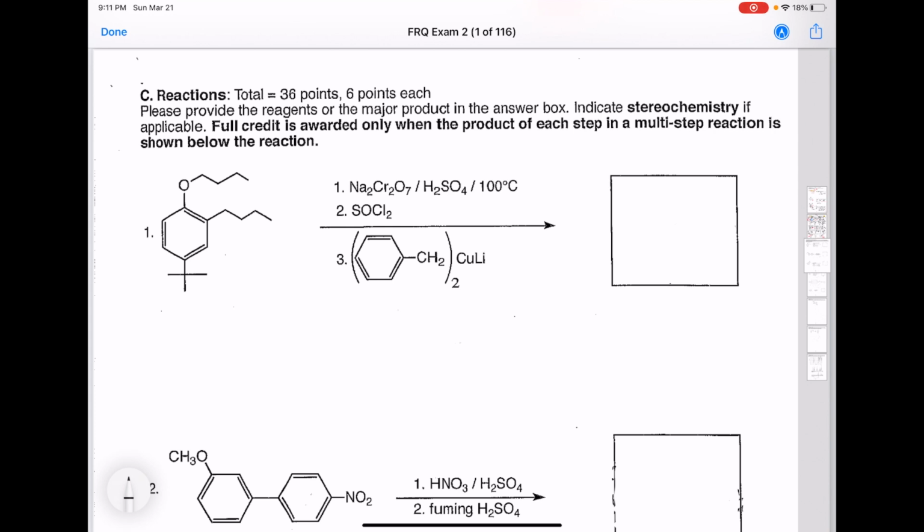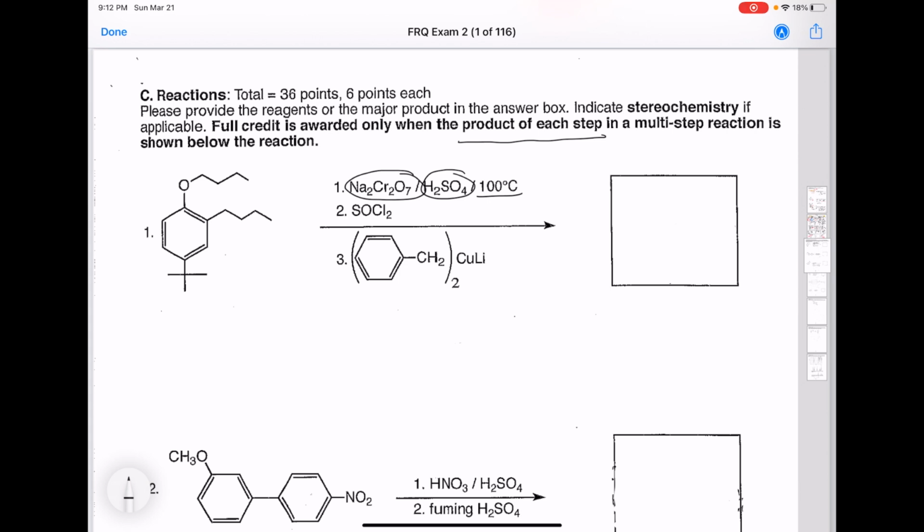Now we are in part 3, the reaction section. For this part, we are given a set of reagents and we're asked to predict the product. This question asks us to list the product of each step as we go through. Even if that was not mentioned, we should do that anyway, just so we can keep track of how we're getting to our product. So for the first step, we see the following reagents: sodium dichromate, H2SO4, at 100 degrees Celsius.